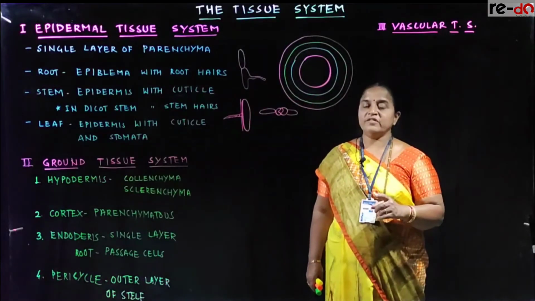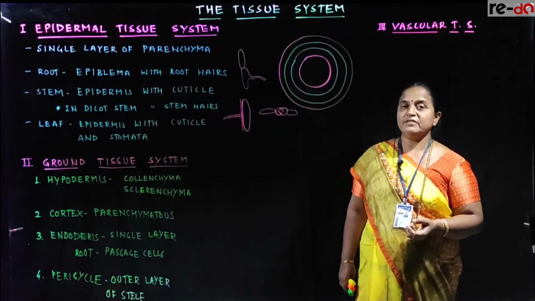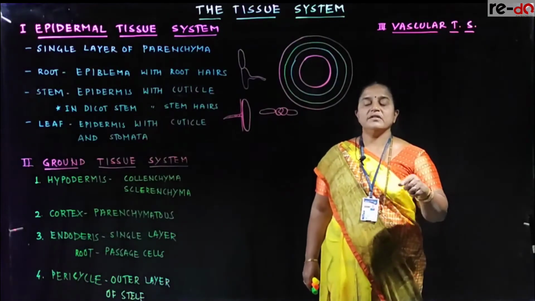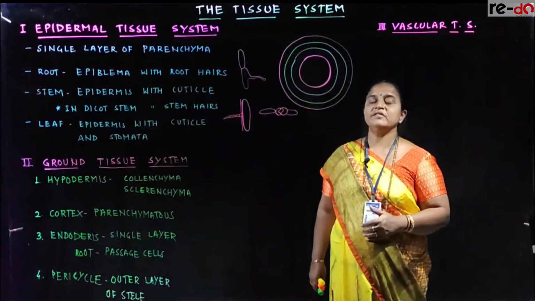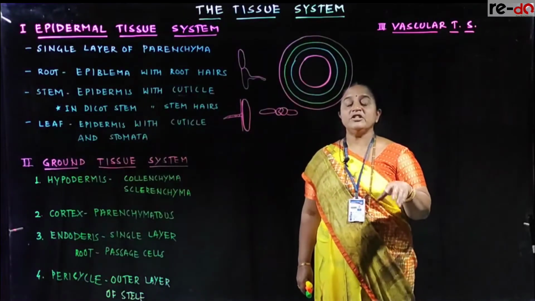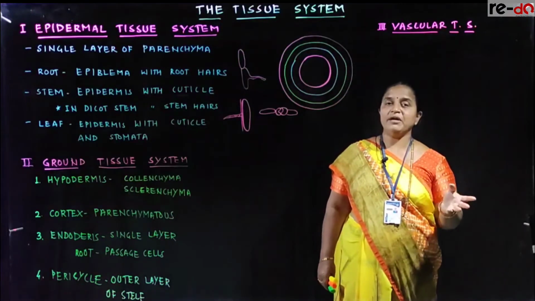Pericycle in dicot stem is represented by sclerenchymatous fibers. This is giving strong support to the internal vascular system. It is arranged in the form of bundles, and these are called vascular bundles, having xylem and phloem.